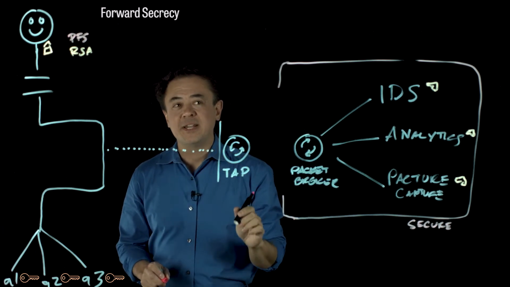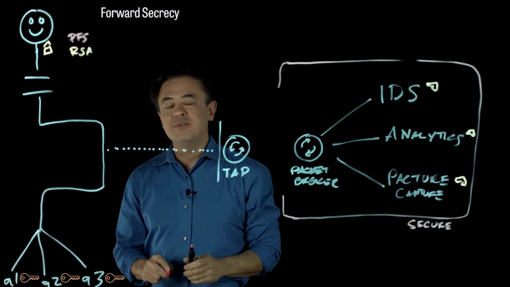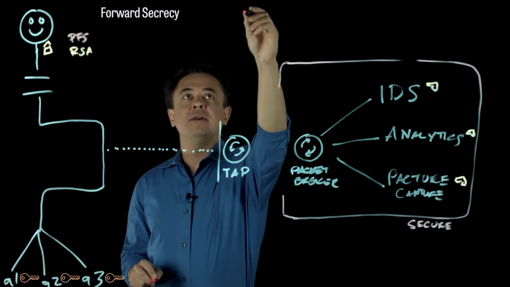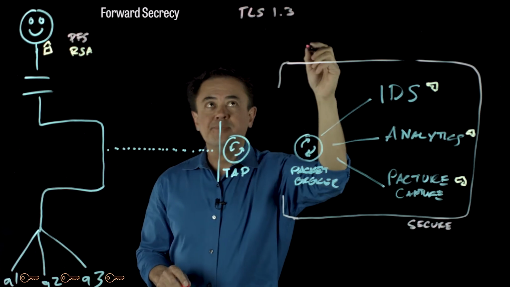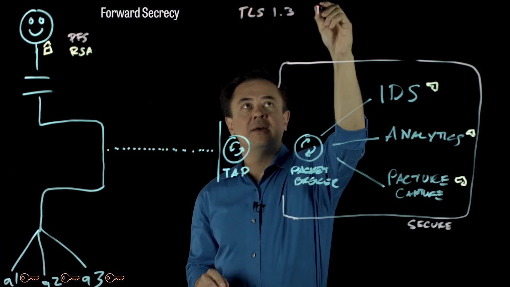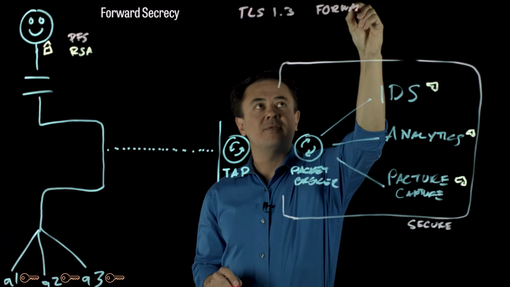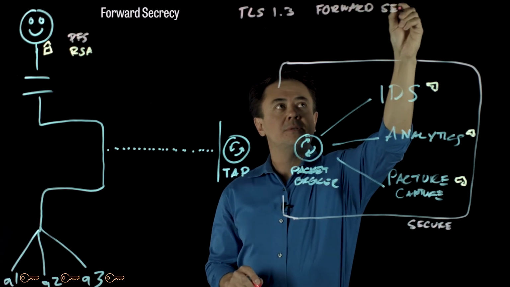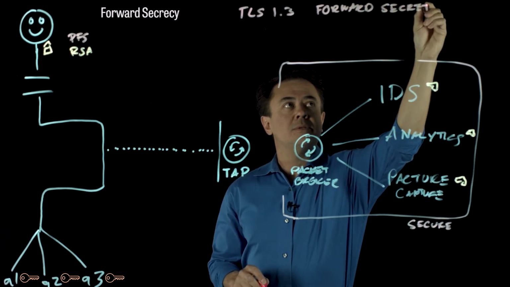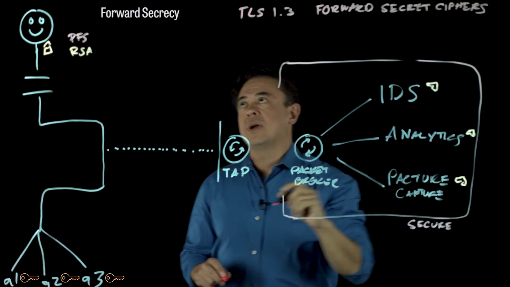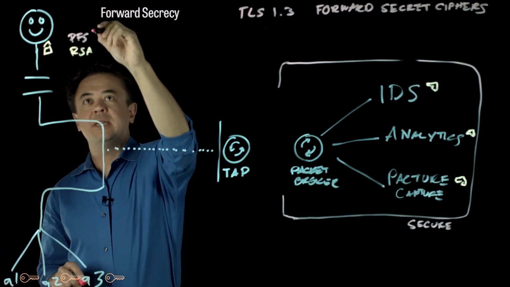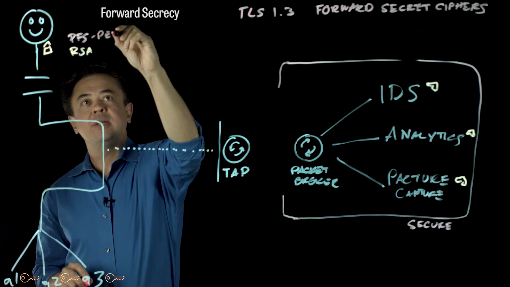Now, the reason this is going to become so topical is there's a new version of TLS coming out, TLS 1.3, which has only forward secret ciphers. Right, I'm just going to write forward secrecy here. Perfect forward secrecy.